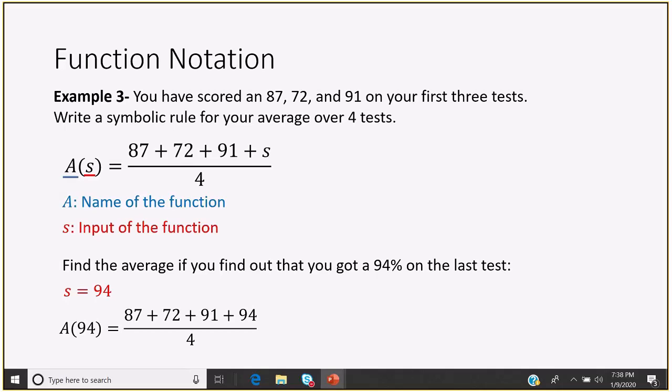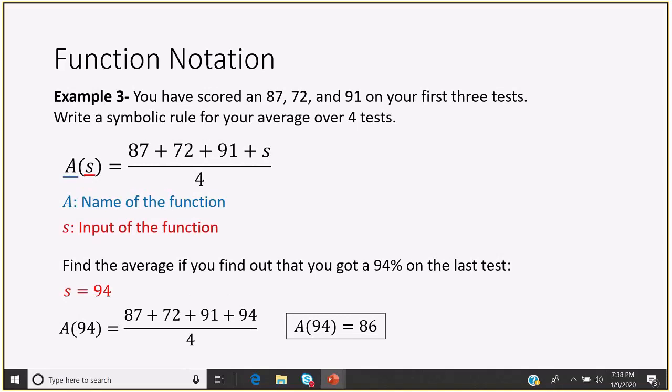And so really on that left side, we're not doing any math. All we're saying is we use the function A and we plugged in 94 for my input. But notice how on the right side of the equation, the S is gone and now has been replaced by 94. And so then we just do some basic order of operations, and we see that A of 94 is equal to 86.